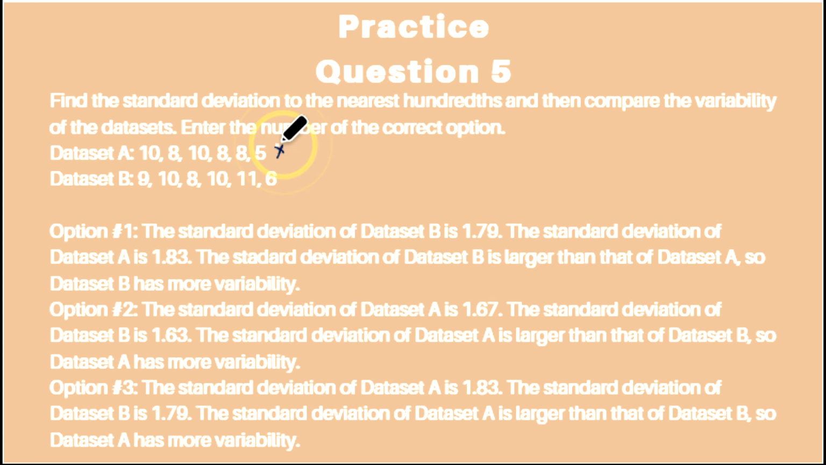Let's start with data set A. We're going to find the mean first. We're going to go 10 plus 8 plus 10 plus 8 plus 8 plus 5 gives us 49, divided by 6, because that's how many data points we have, is going to give us 8.